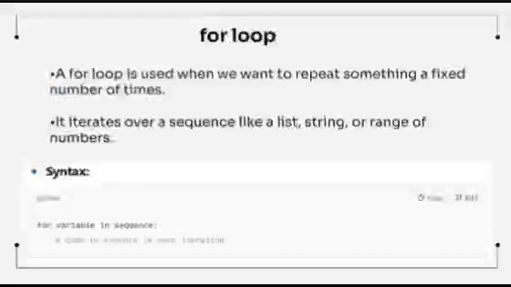For loop. A for loop is used when we want to repeat something a fixed number of times. It iterates over a sequence like a list, string, or range of numbers. For variable in sequence, code to execute in each iteration. Iteration means steps of solving. So here it is in the loop.